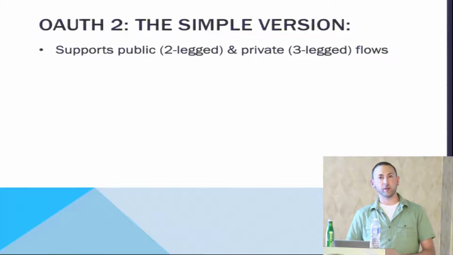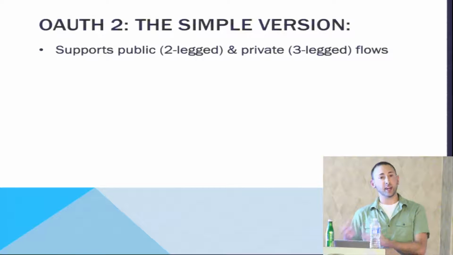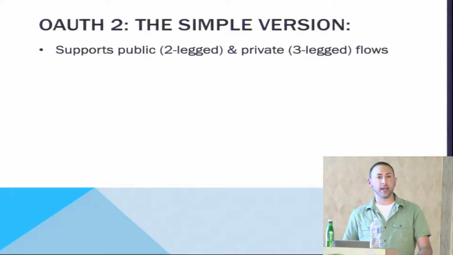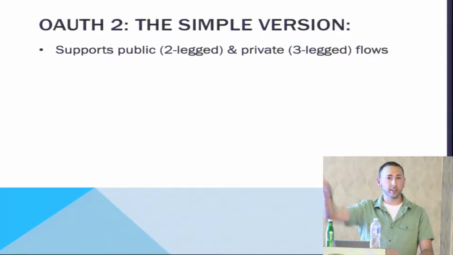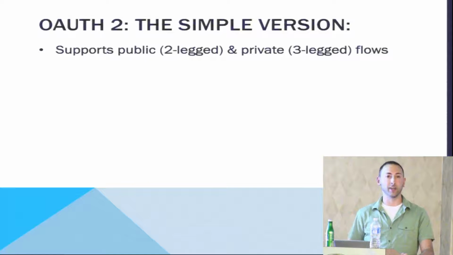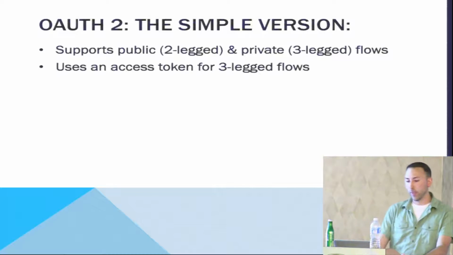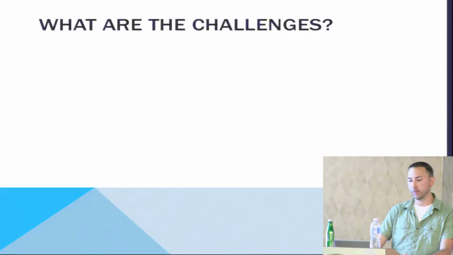A three-legged flow is basically the API consumer acting on behalf of a user. So the API consumer has an access token. That access token maps specifically to user John, and that API consumer is allowed to get information and save information on behalf of John, and that's a three-legged flow. And as I mentioned, you use an access token to sort of identify people in those flows.